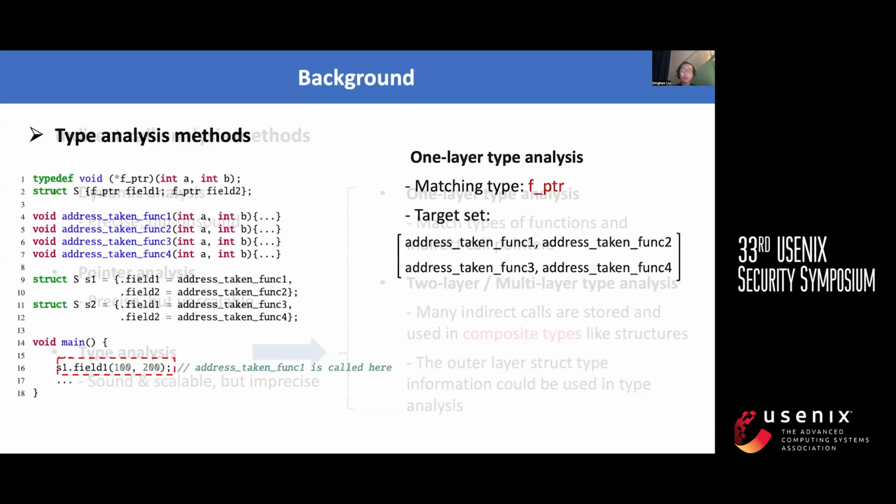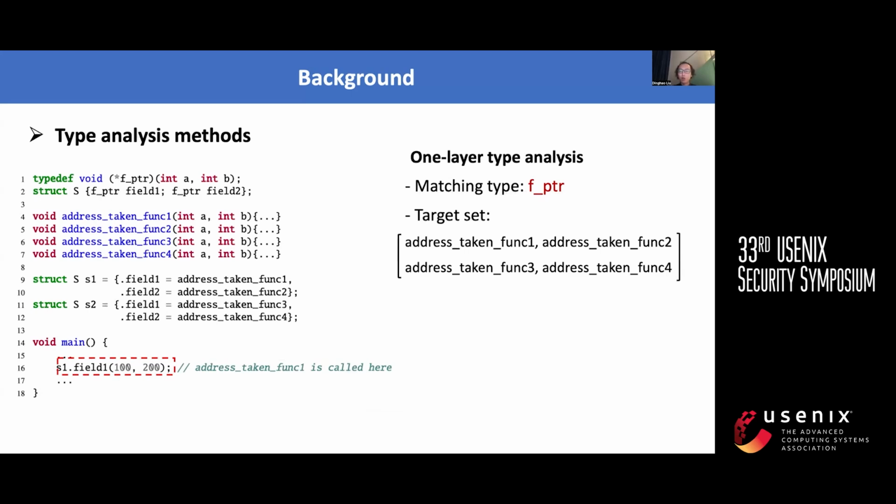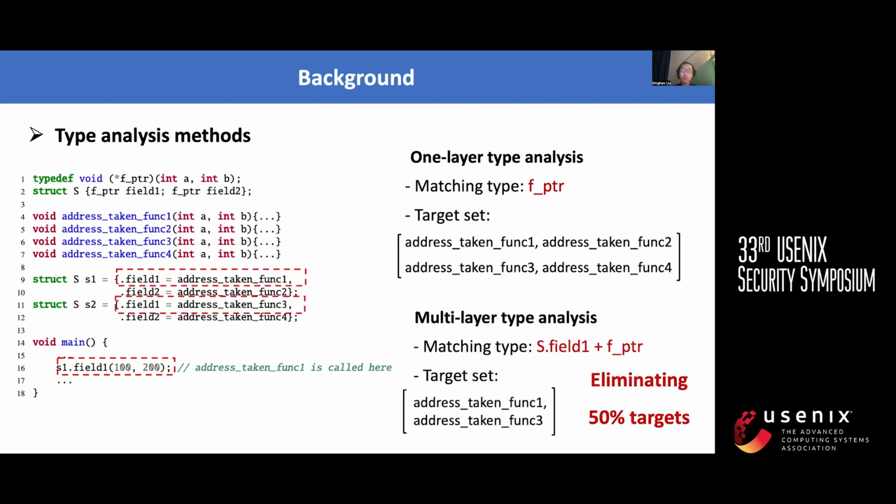Let's see the example. For one-layer type analysis, all address-taken functions with the same function type, including the return value type and argument type, are regarded as valid targets. So for the indirect call at line 16, its target set includes 4 functions. A multi-layer type analysis finds that the indirect call comes from field 1 of struct S. So which functions are used to initialize this field? They are func1 and func3. We can see that multi-layer type analysis is more precise than one-layer type analysis with additional struct type information.